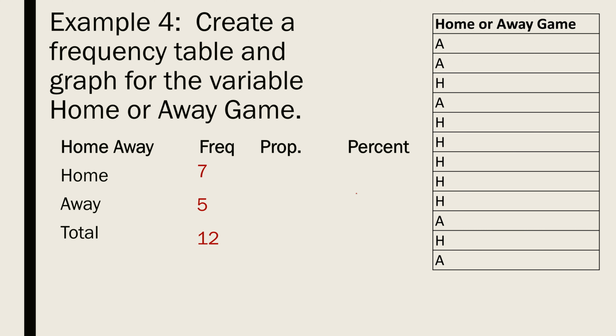Then let's count the number of away games. They are 1, 2, 3, 4, 5 away games. So that's why we put 5 here. Total frequency at the bottom is 12. It equals 7 plus 5, the number of home games plus the number of away games.